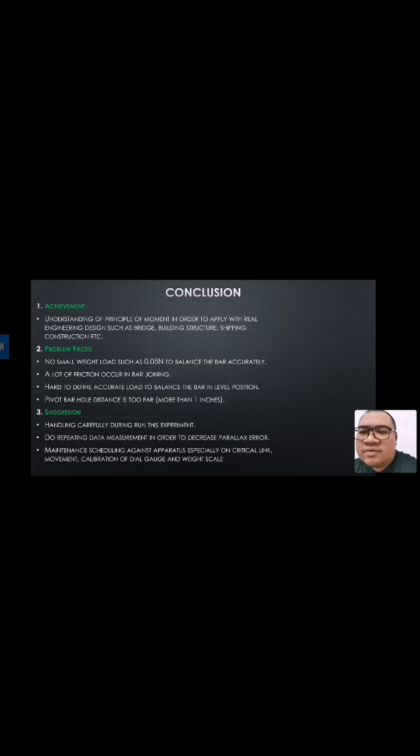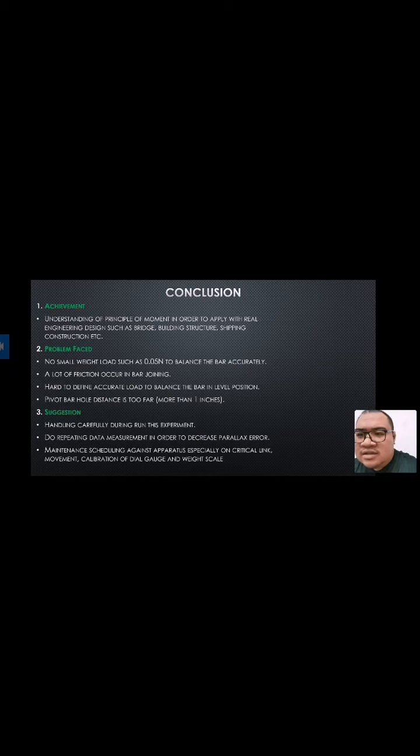The problems we faced during the lab experiment: no small weight loads such as 0.05 newtons to balance the bar accurately, a lot of friction occurred in the bar joint, and how to define the accurate load to balance the bar in level position. The pivot bar hole distance is too far, more than 1 inch.